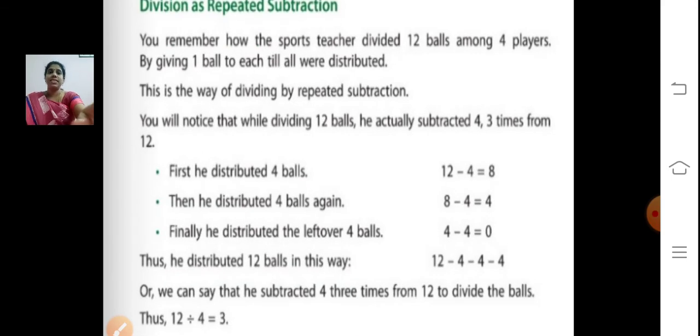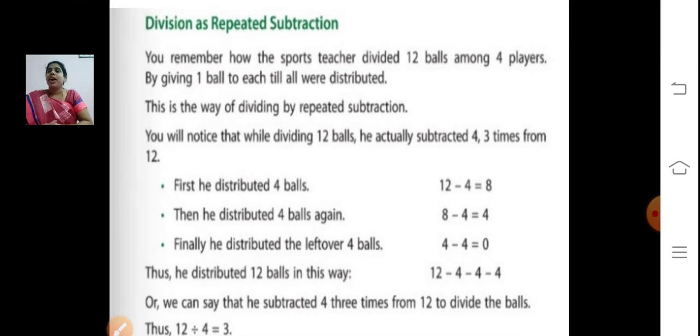Now, division as repeated subtraction. We know that multiplication is repeated addition, right? And division is repeated subtraction. How to do that? We'll see now.